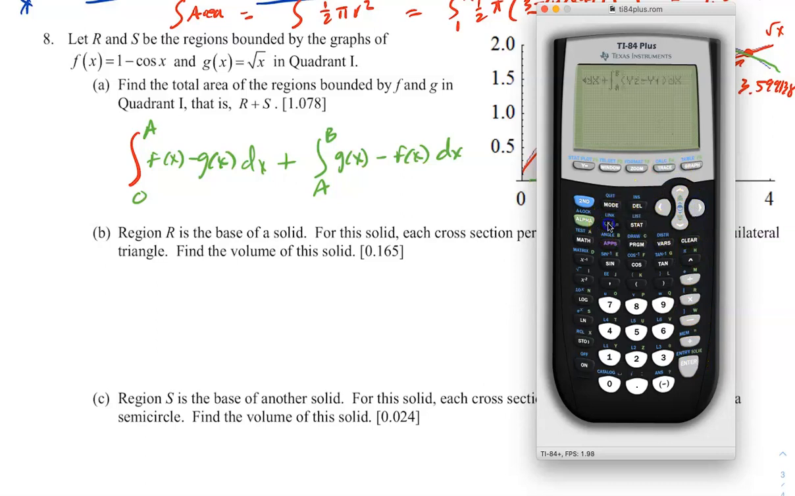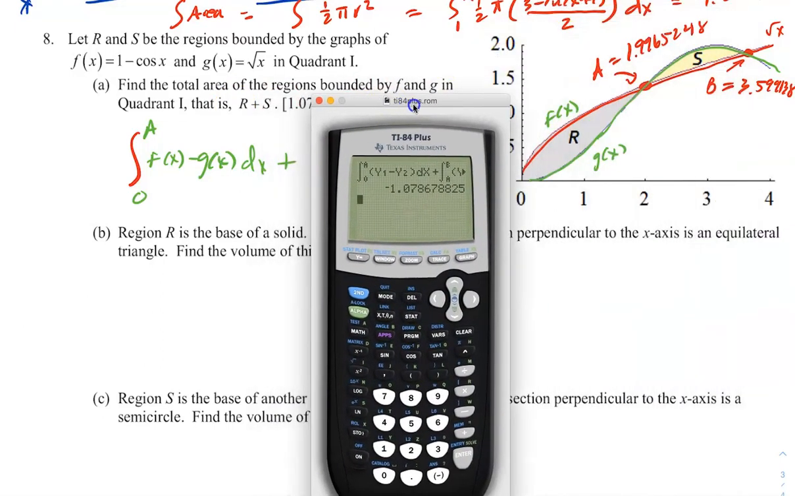Get out and then put x there. Hit enter. And we get our answer, hopefully 1.078. Let it think. Alright, negative 1.678. I messed something up. Is my y1 f of x? I did mess something up.